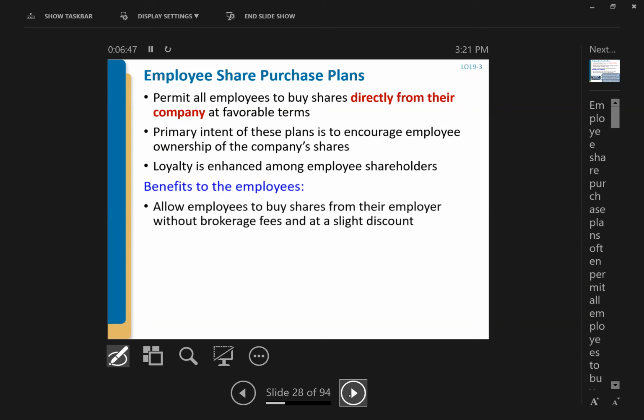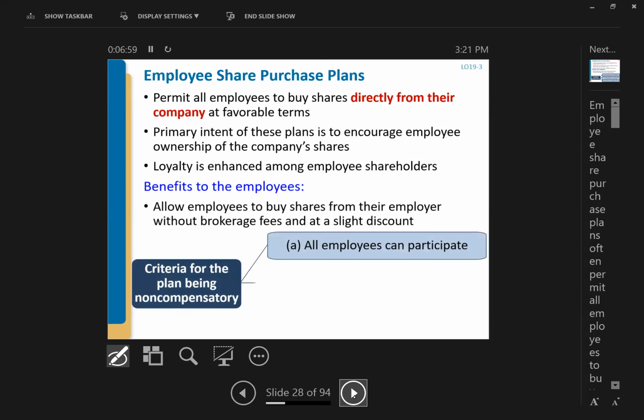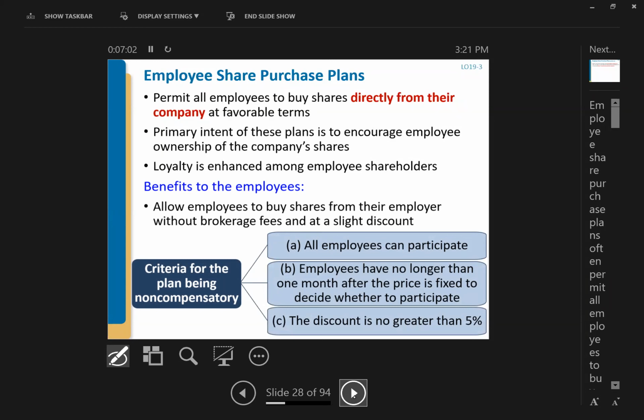And so benefits to employees: you allow employees to buy shares at a discount, without brokerage fees. In order to meet the criteria for these sort of plans, so that we don't have to record it as an expense, that's what they're saying, the non-compensatory: all employees are allowed to participate. Employees have no longer than 1 month after the price is fixed to decide whether to participate. And the discount is no greater than 5%.